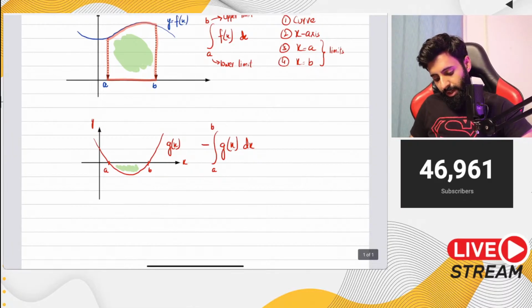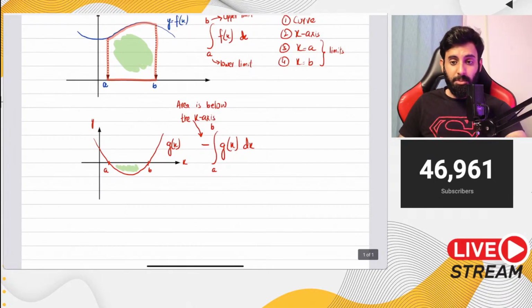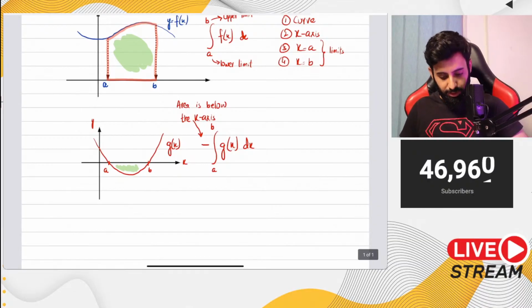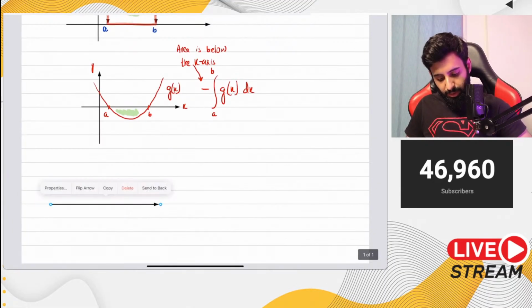Now, why do we multiply it by minus? It's when the area is below the x-axis. When the area is below the x-axis, we multiply it by minus in order to make it positive, because remember, what are we finding over here? We're finding the area. So just remember that if you have an area that's below the x-axis, then you multiply it by negative in order to make it positive.